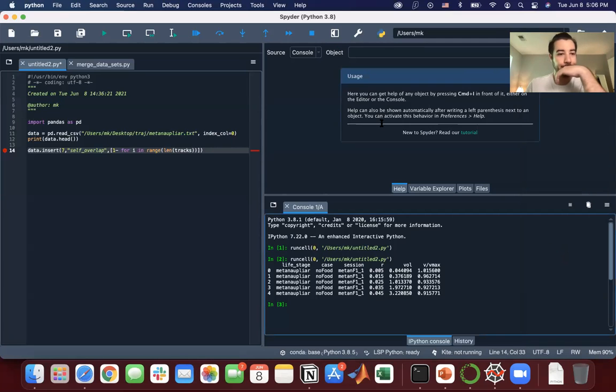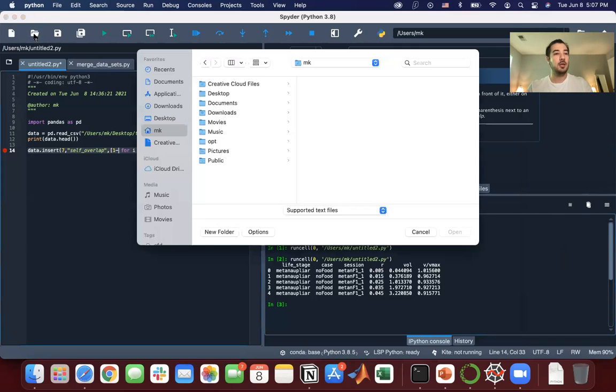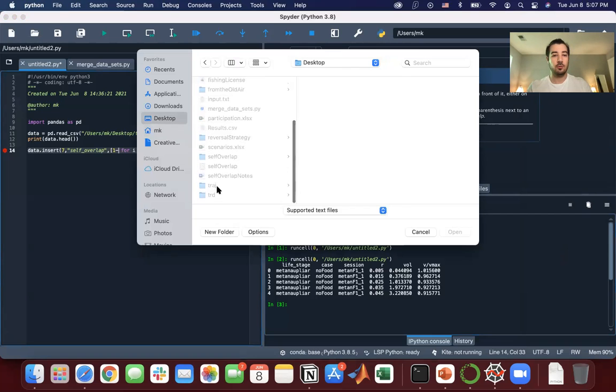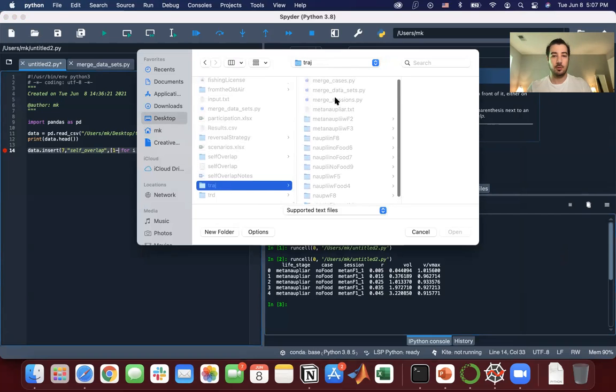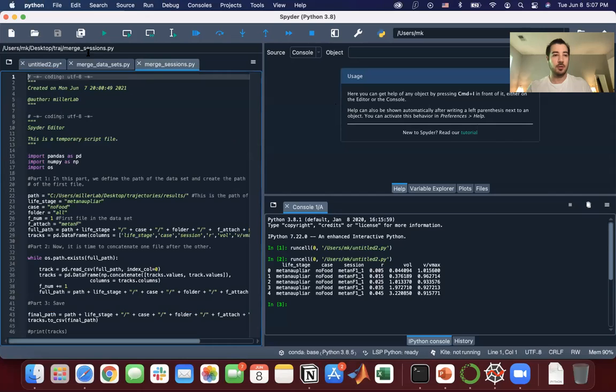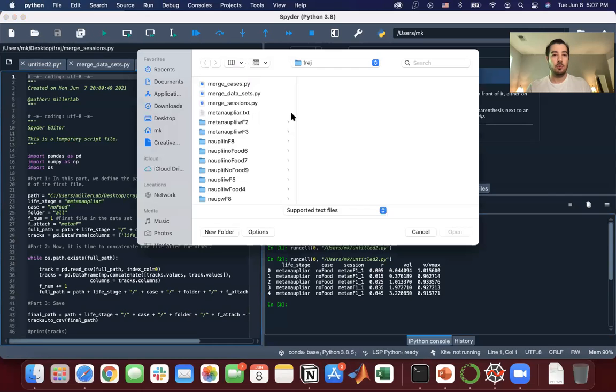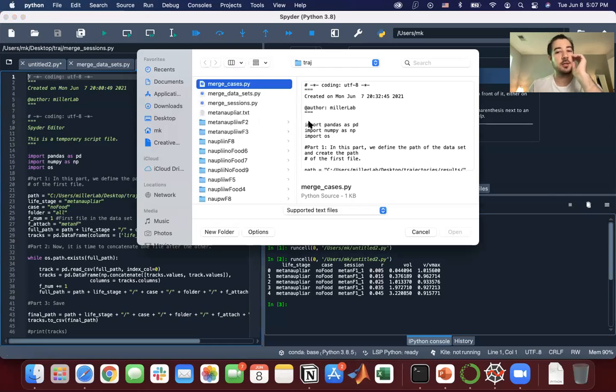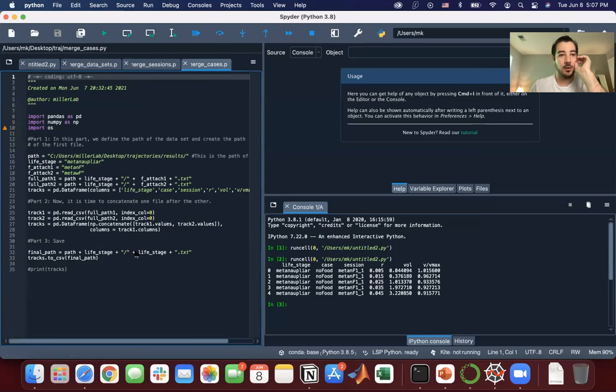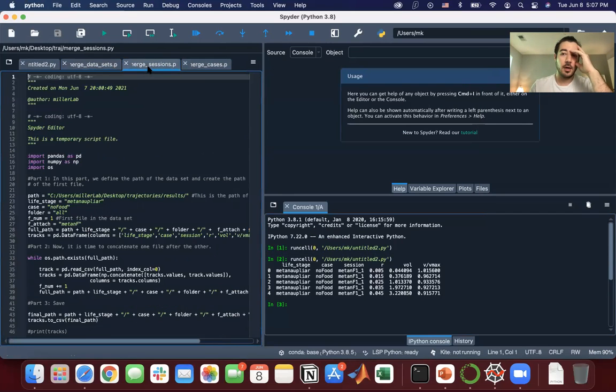What I did yesterday, for example, I finally put one of my data sets together. So I wrote 3 codes: merge session, merge data sets, and merge cases.